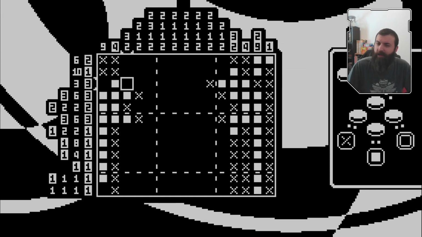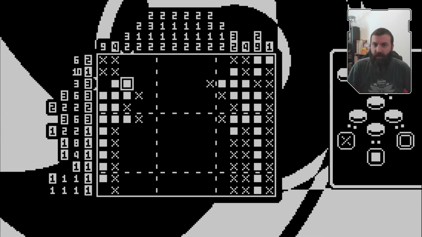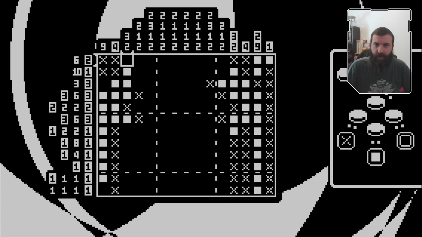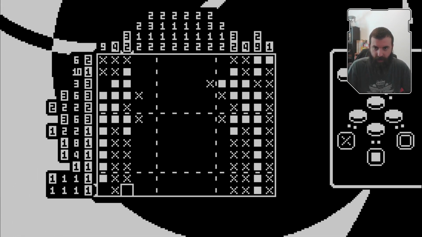We've also got this horizontal 3, so we know that this one has to be filled in, which then lets us look at our vertical 3 and say, okay, that has to be like that, and the vertical 2 has to be like that.